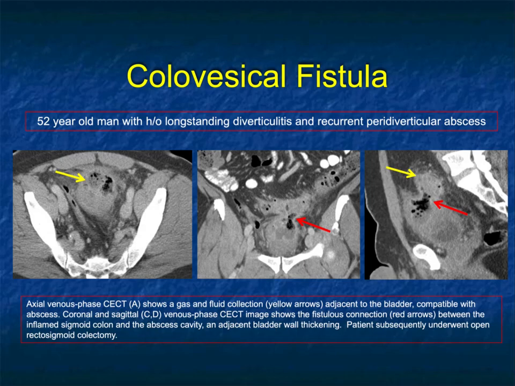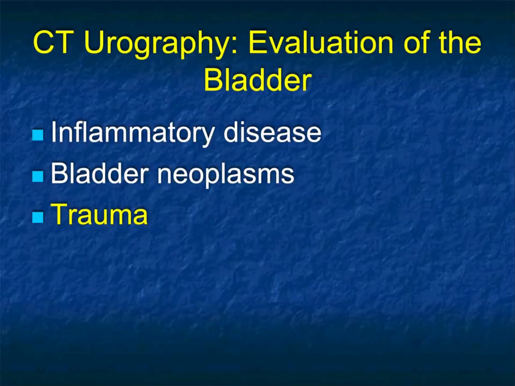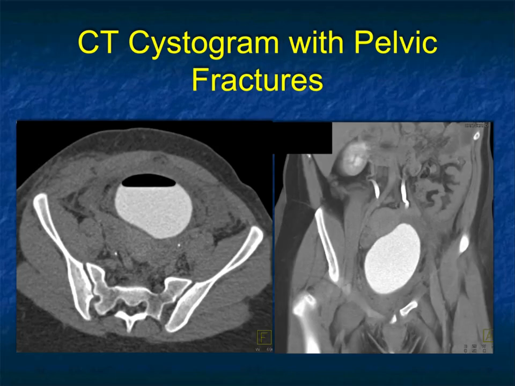Obviously, it would be great to have IV contrast on board. The last thing I'll mention with CT urography would be trauma. The classic thing people say is, well, you give IV contrast, kidneys excrete contrast, look at the bladder. Well, that's okay, but the reality is, if the bladder is not well distended, you're going to miss bladder injury.